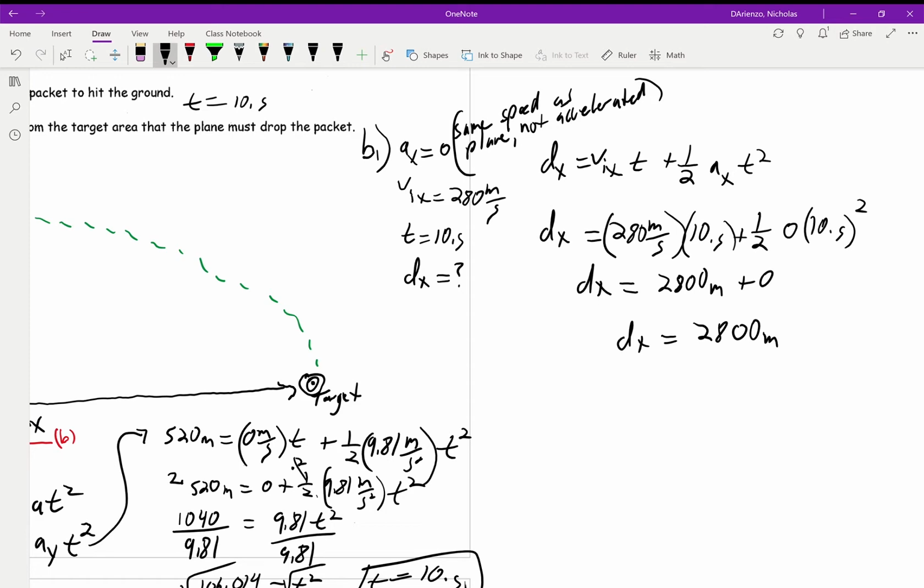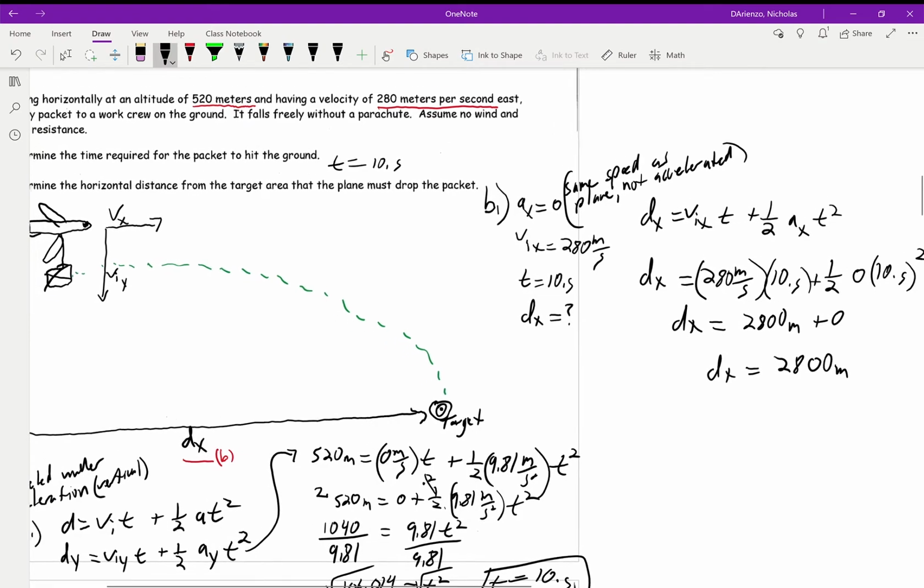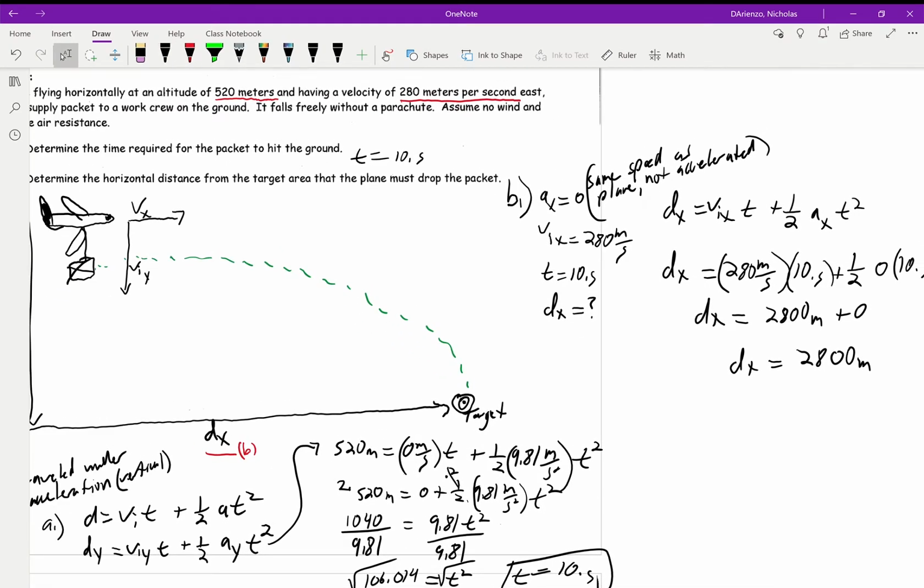And that distance, that's the point at which we're going to have to drop this packet. If we think of a compass here, that's going to have to happen west of the target. That's going to happen 2,800 meters west of target. So there's our answer for B. So that plane is going to drop the packet 2,800 meters west of the target, and it's then going to hit the ground on the target 10 seconds after it was released.